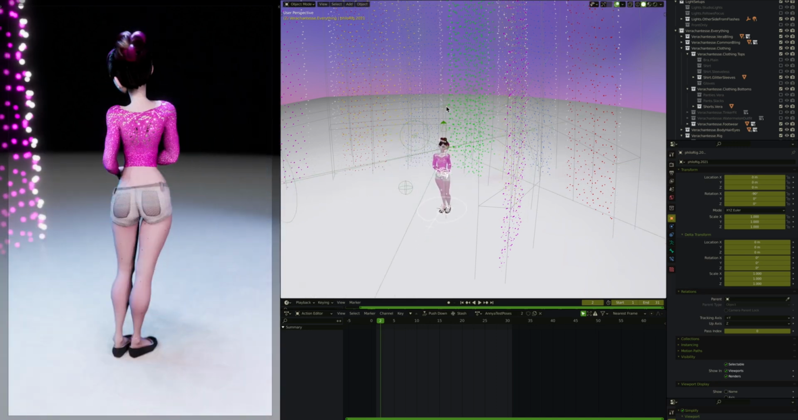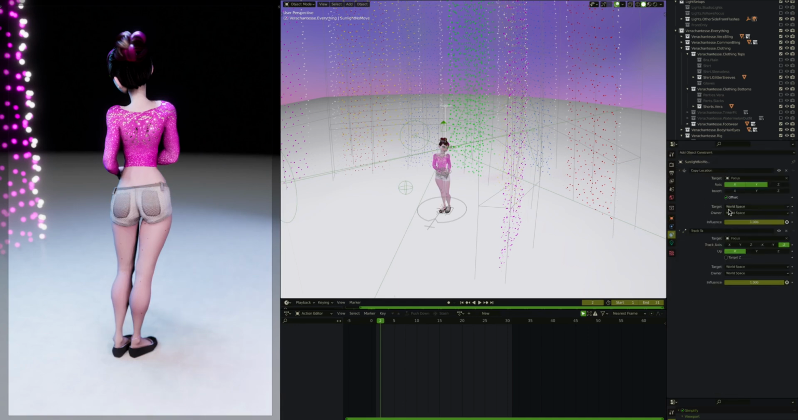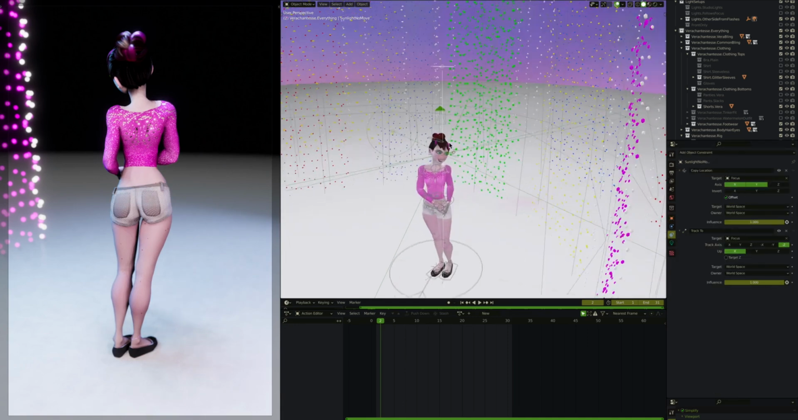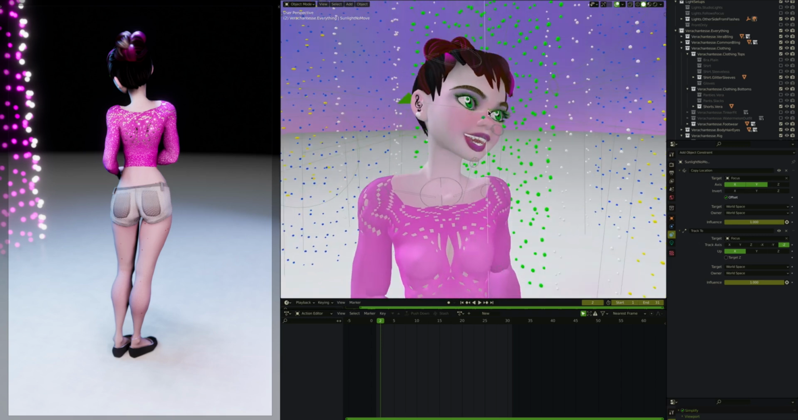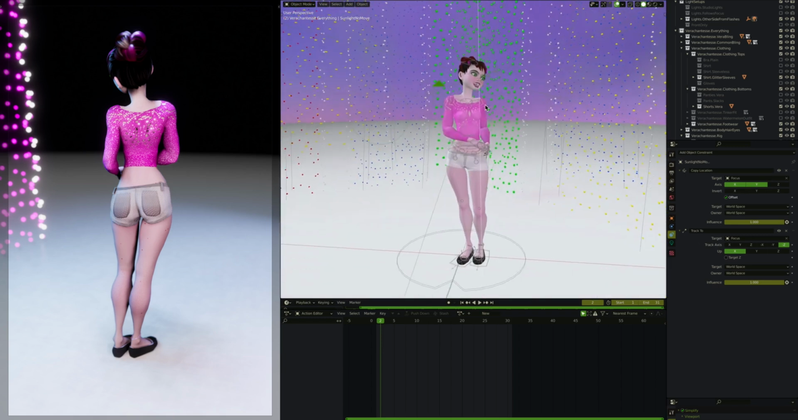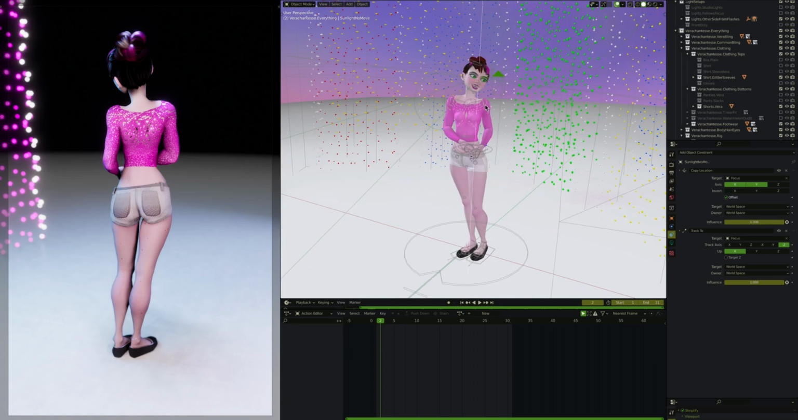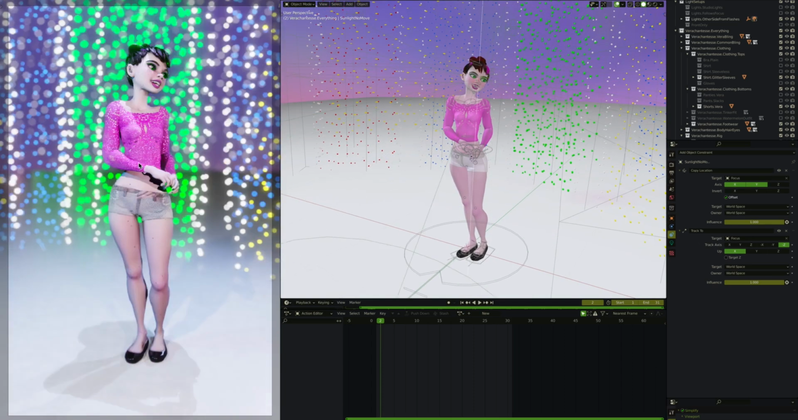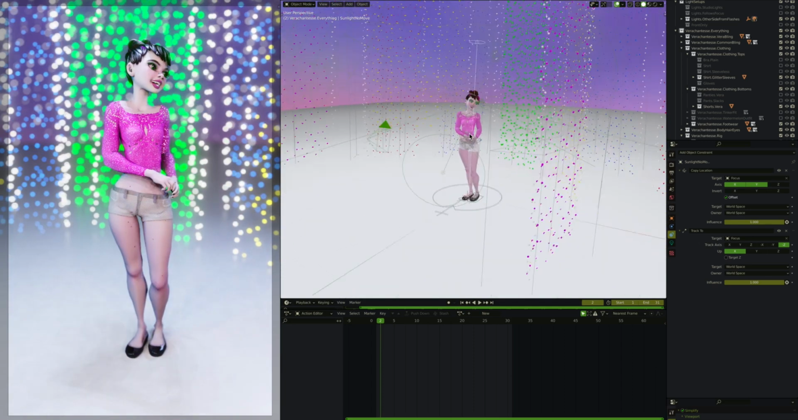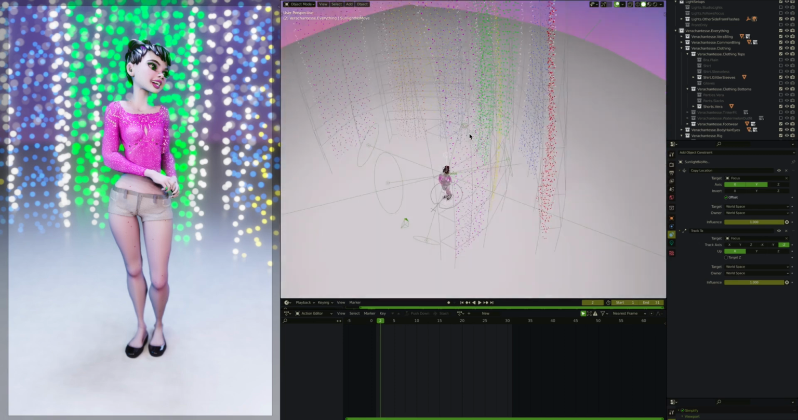It's actually following, if we click on it, we can see it is actually following the focus empty. The focus empty is where the camera is focused. I place this right between her eyes so that whatever pose she's in, wherever she's going, then it's focused right between her eyes. So let's zoom back out so we can see what's happening here.